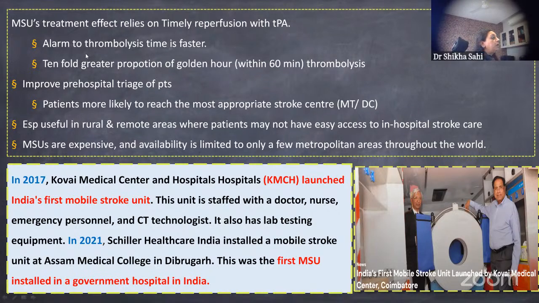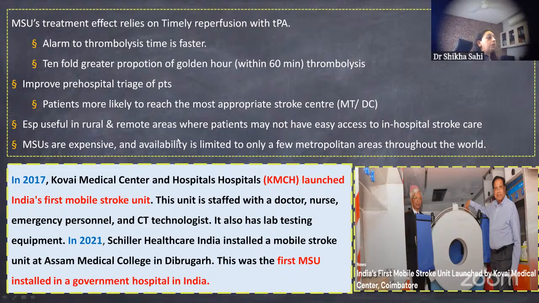It was found that the alarm to thrombolysis time is much better, and the patients who were treated within 60 minutes were 10-fold higher. This first 60 minutes, the first hour, is called the golden hour. So if patients are treated early, the outcome will be better. Also, it will help in the pre-hospital triage of the patient.